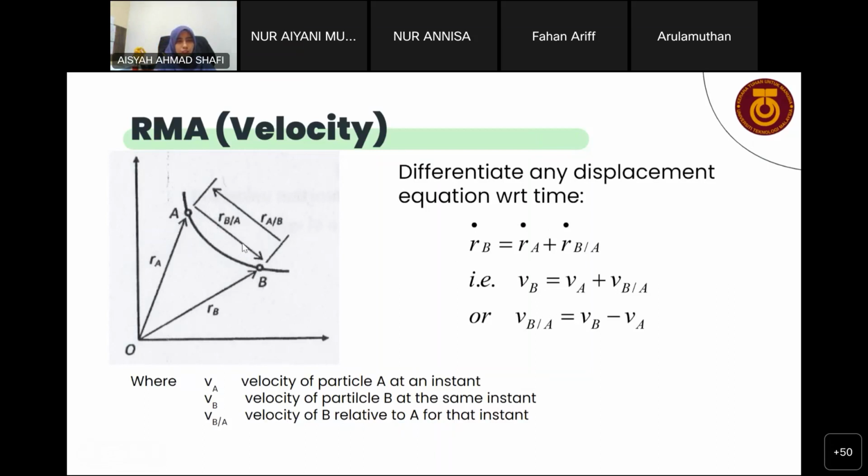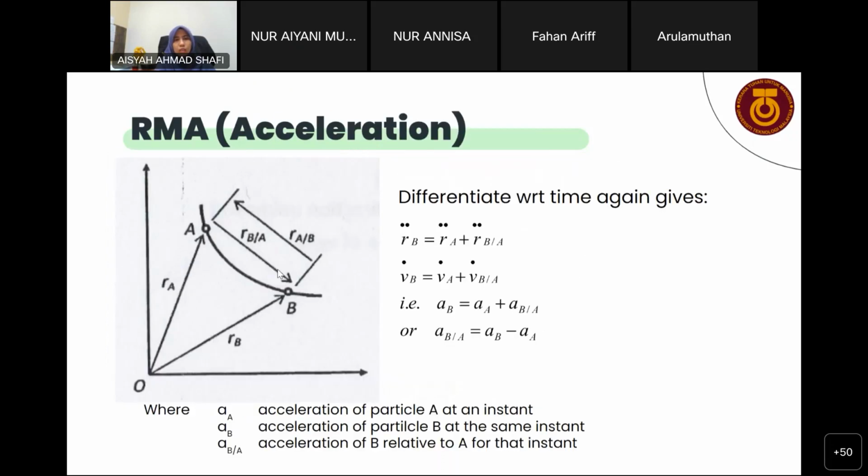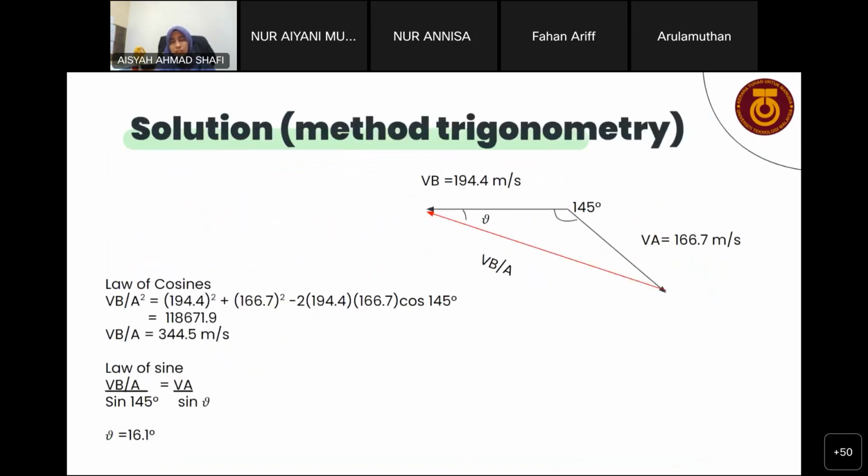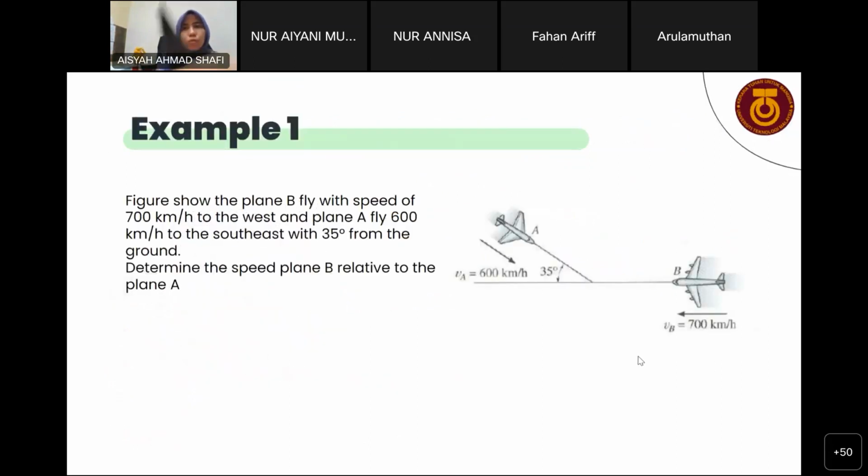For the VBA, this means we want to know the relative motion of plane B to plane A. So relative B to A, we start the triangle from A to B. That's why it will make this kind of triangle, because this one is toward here, and this one is toward there.